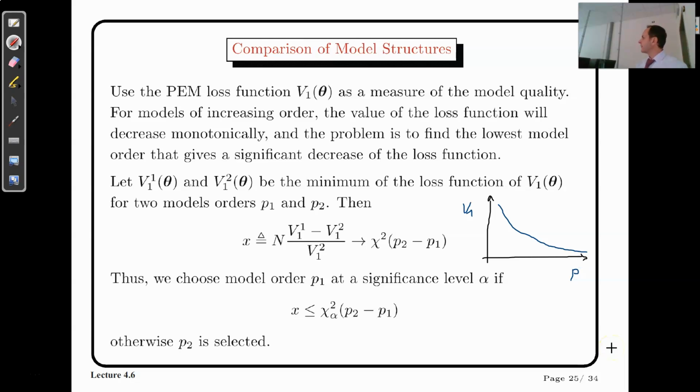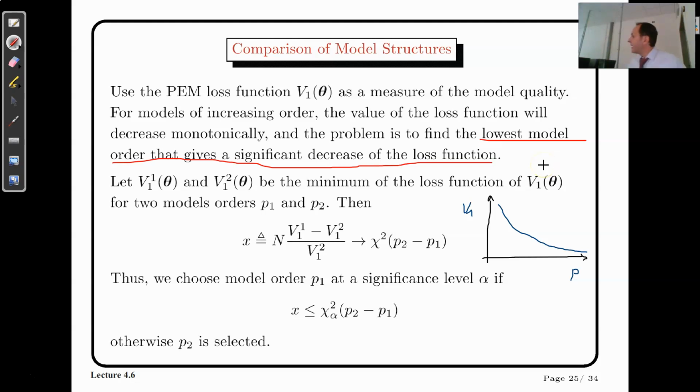It should be clear because when you increase the number of parameters, your model fits your data in a better way, describing your data better. So the problem here is to find the lowest model order that gives a significant decrease of the loss function.